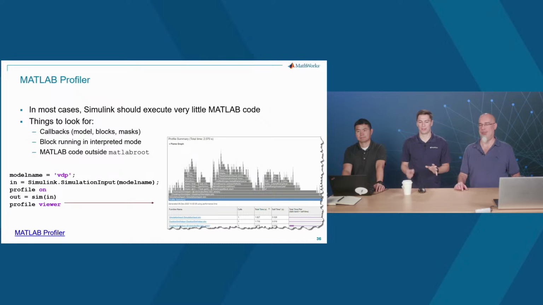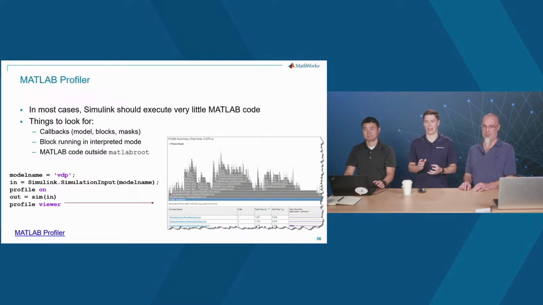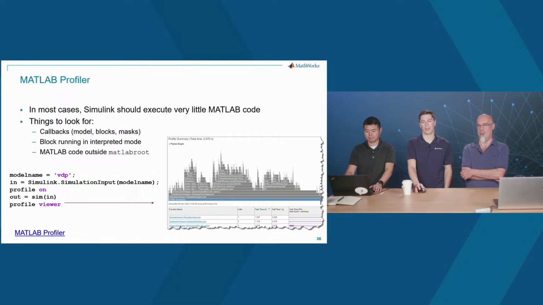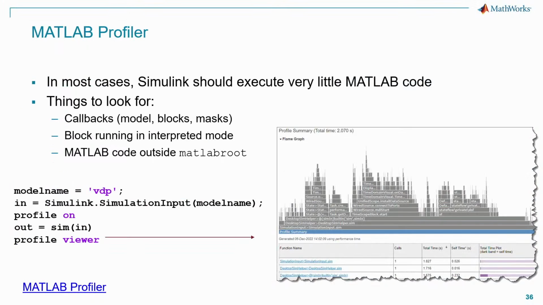All right, now let's switch gears a little bit and remember one thing, and that's that Simulink and MATLAB are connected. So Simulink sits on top of MATLAB. And that means for most models in Simulink, they should be running mostly in the Simulink engine, but sometimes Simulink can trigger MATLAB code to run. And it can trigger things to run through callbacks, for instance, on models or blocks or mask. Or maybe we have some blocks that are running interpreted MATLAB code, such as a MATLAB function block with an extrinsic call, or interpreted MATLAB block.